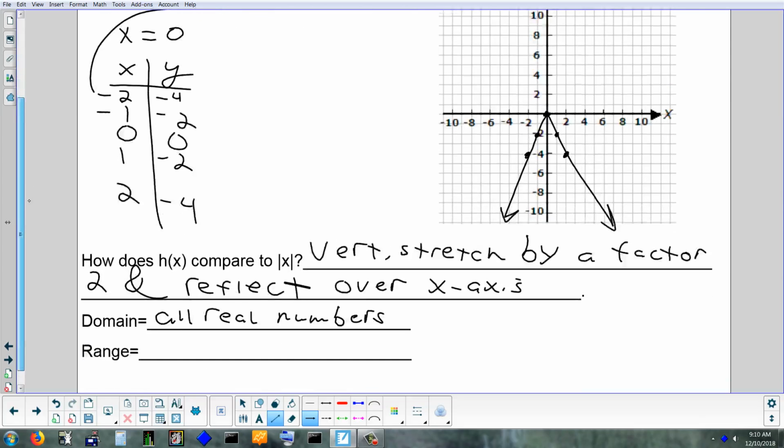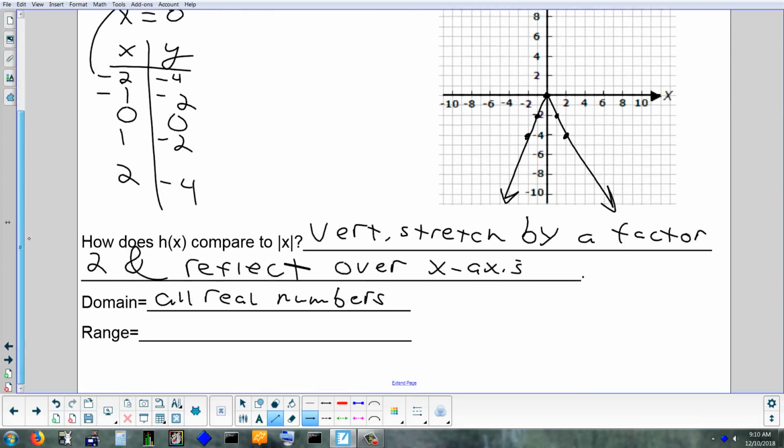What's the highest that this graph ever goes? 0. What letter do we always use with range? Y. And now are the values above 0 or are all the values below 0? Less than or equal to. Exactly. So when you have that, you have to make sure you put less than or equal to.